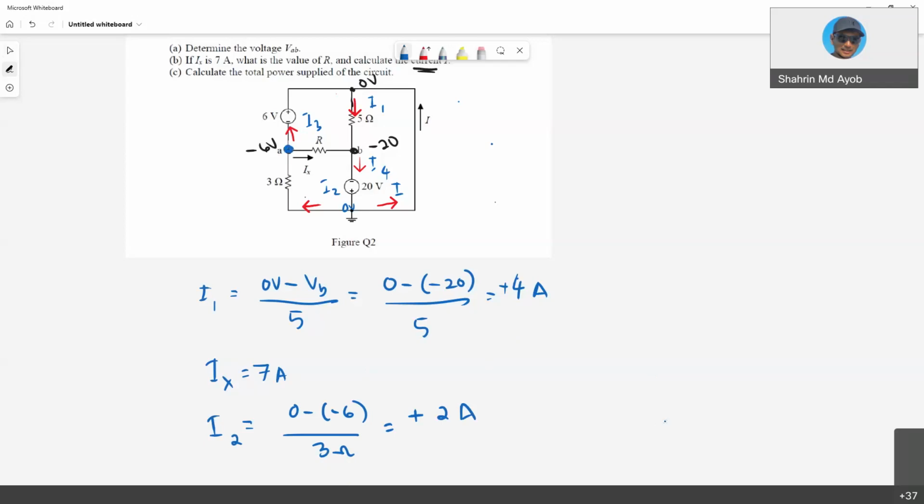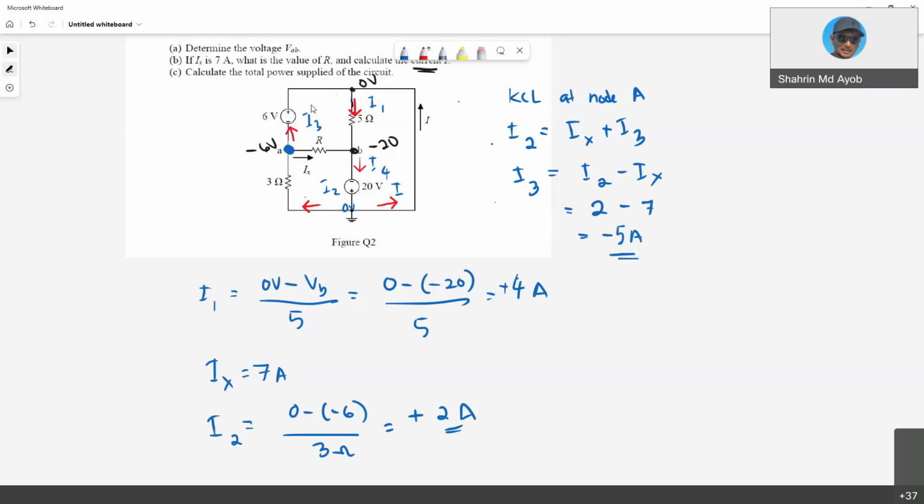And we know that this KCL here, we have KCL at node A. We have I2 going into equals to Ix plus I3. So from that, we can calculate your I3. So your I3 is I2 minus Ix. Okay, so my I2 has been calculated. So at 2 amperes minus Ix is 7. So my I3 is -5 amperes.